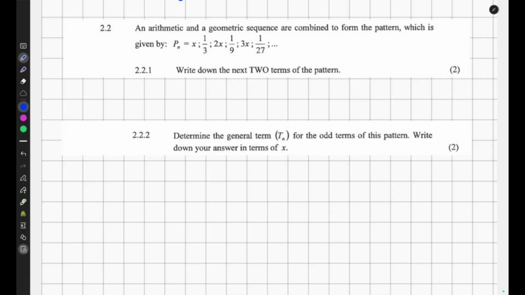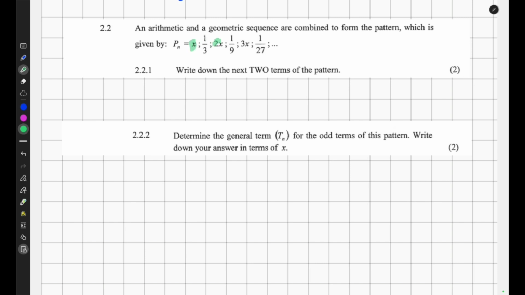An arithmetic and a geometric sequence are combined to form a pattern. Now, if I see that, I'm immediately thinking color coding, or in any way, if your school tells you you're not allowed to use colors or highlighters, then find a way. Do squiggle lines or underline or circle or whatever you need to do to help your brain separate these patterns.